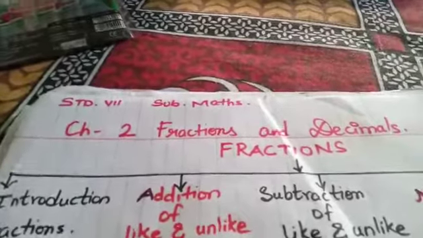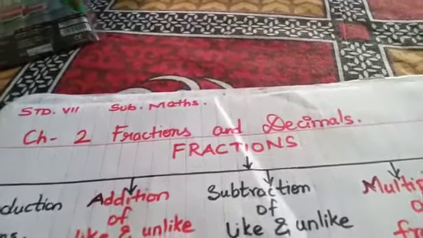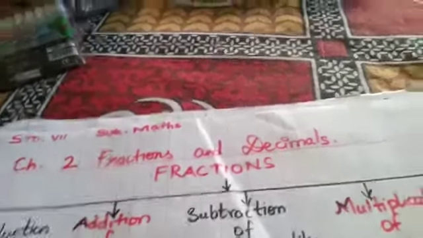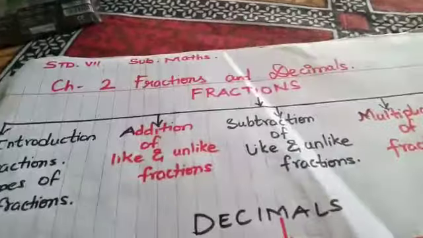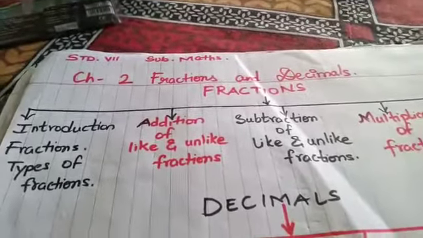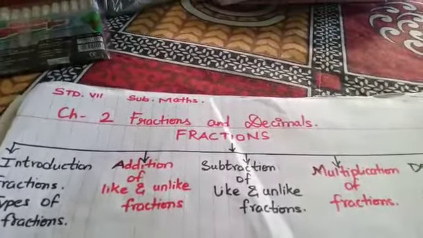Today we will start a new chapter, fractions and decimals. What are fractions and decimals? We have learnt them in 5th and 6th standard also. Again it has come in standard 7. We have learned the chapters on fractions and decimals separately, but together it has come in standard 7.